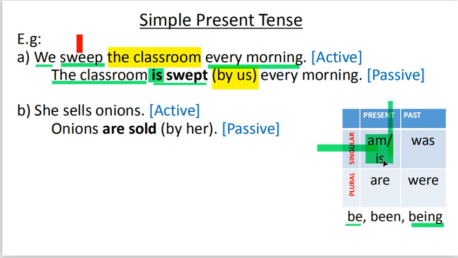The classroom is. Now the verb in the active voice, sweep, will be expressed in the past participle. What is the past participle of sweep? It becomes swept. That's how we got is swept. Then we put our agentive preposition by. So we change the subject of that sentence, we, to the object pronoun, the object of the preposition, us: by us, every morning. That's how we come about our answer in example A.